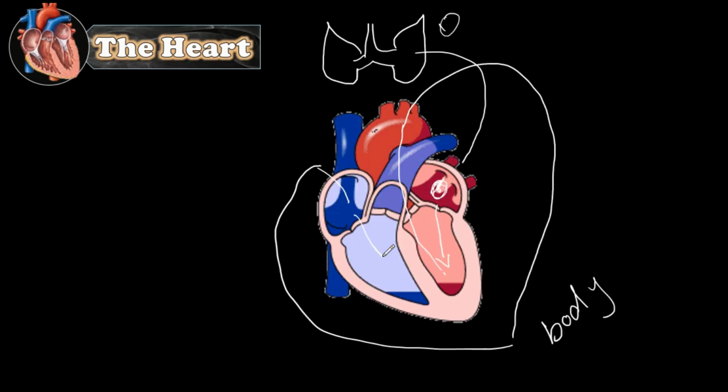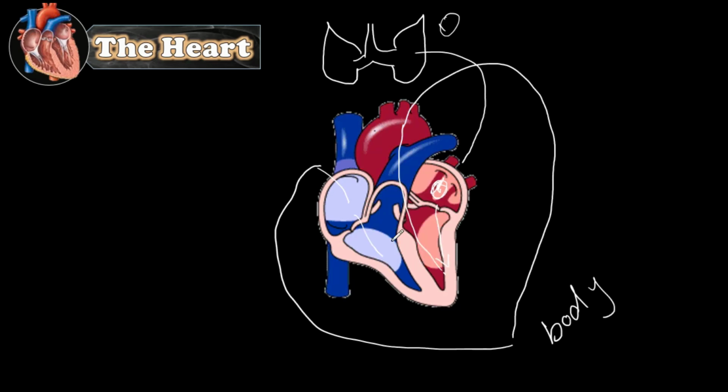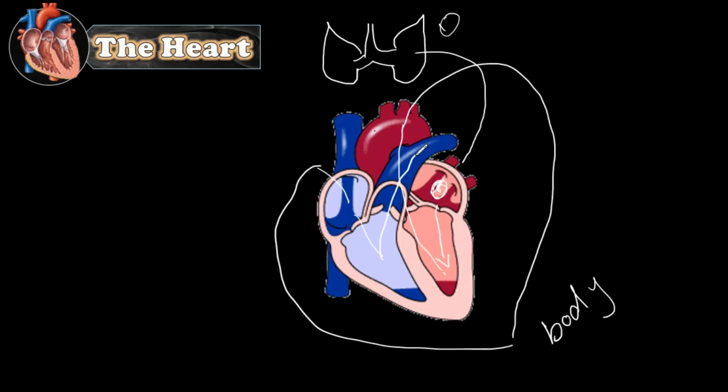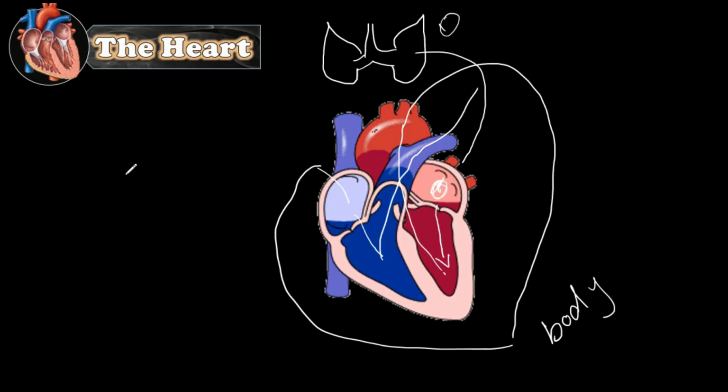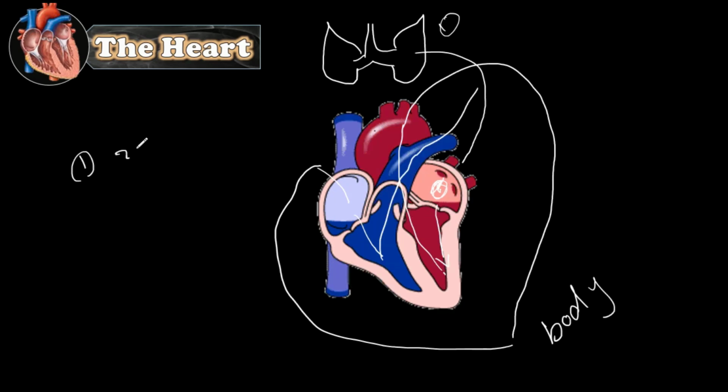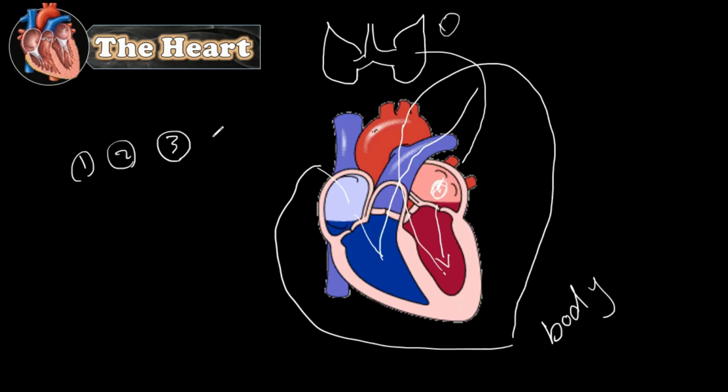then goes to the right atrium, then goes to the right ventricle, then it goes through the pulmonary artery to the lungs. So you have the names of these. Then you need to order them: 1, 2, 3, 4. We had the same in the applied knowledge. So you need to know the flow and the order of the flow of the blood.